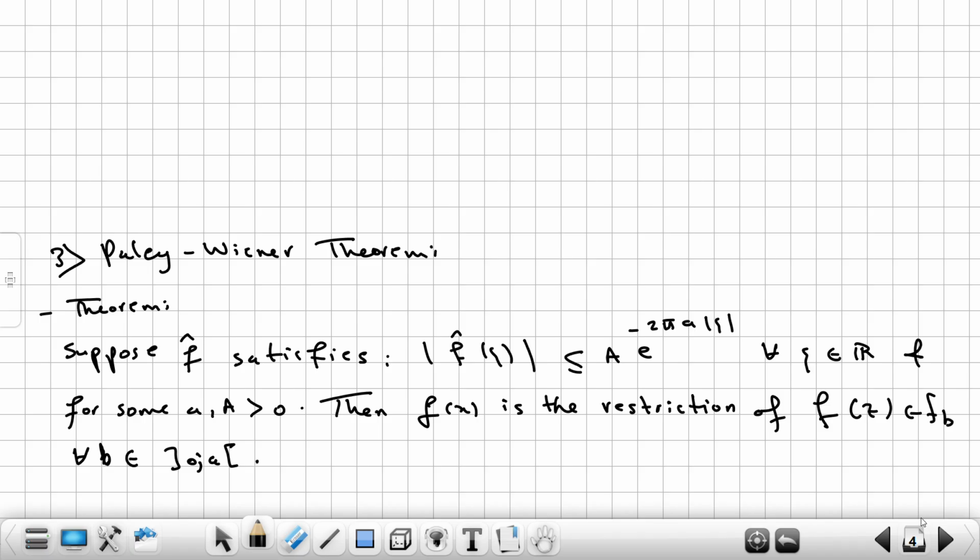Now, a very important result, the Paley-Wiener theorem. Before starting with the Paley-Wiener theorem, we'll state this theorem, which is the converse of the first theorem we took in this chapter. Suppose that f hat satisfies the following decay condition, as you see here, for all xi belonging to R, and for some small a and capital A positive. Then f of x is the restriction of some holomorphic function in F_b for all b between 0 and a.